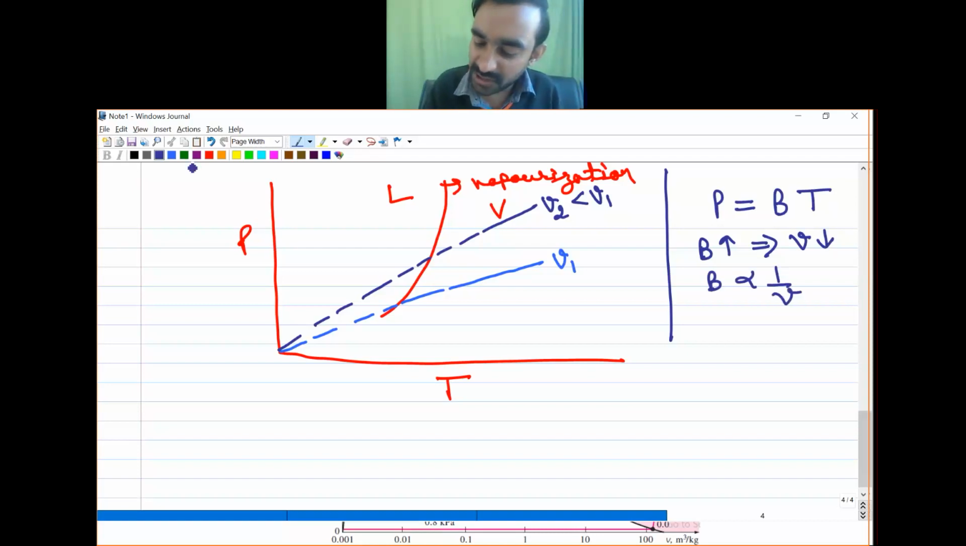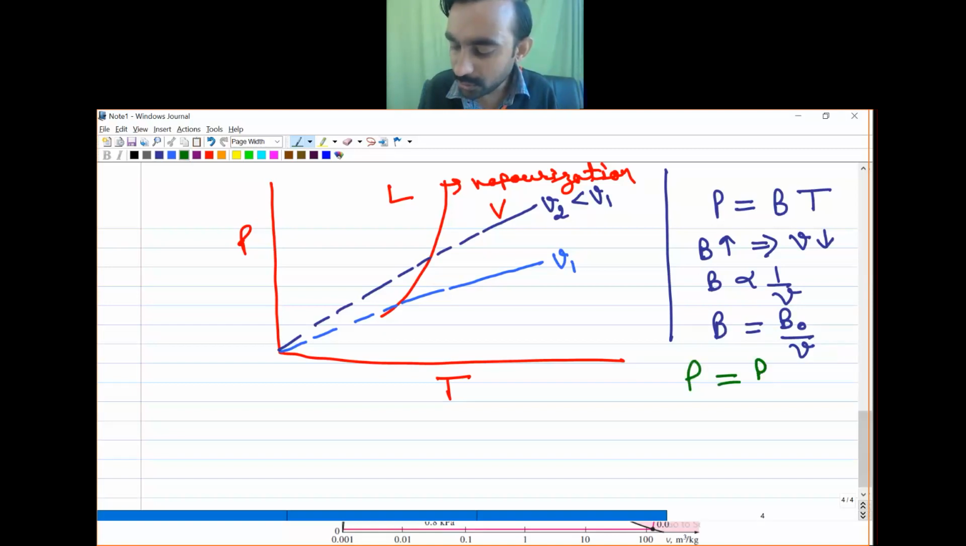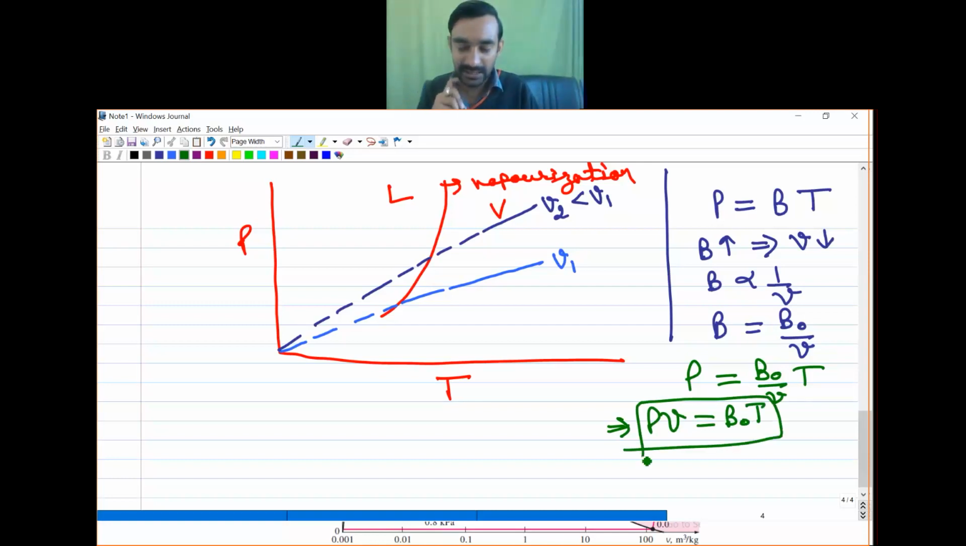So it means B is inversely proportional to specific volume. If B is inversely proportional to specific volume, I can write B as B naught by small v. If I substitute in the main equation, P will be equal to B naught by v into T, and finally I will get Pv equal to B naught into T. So this is once again identical to our ideal gas equation.